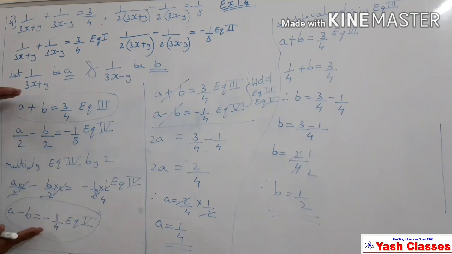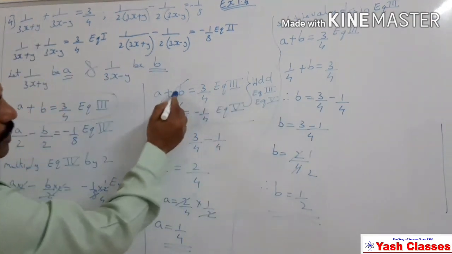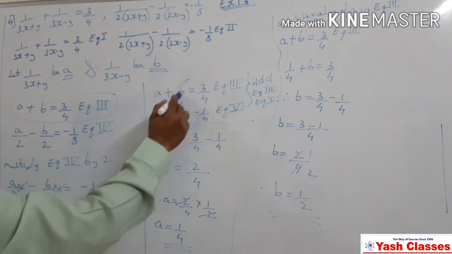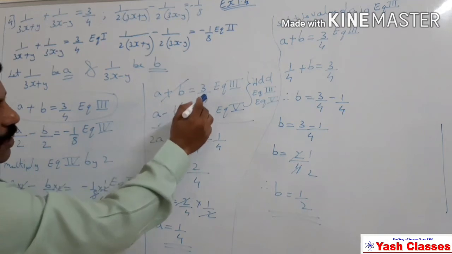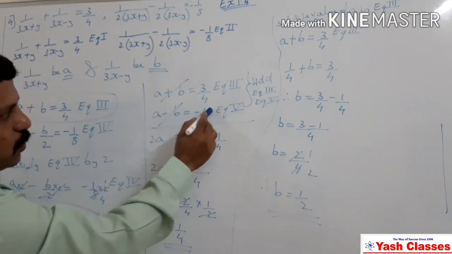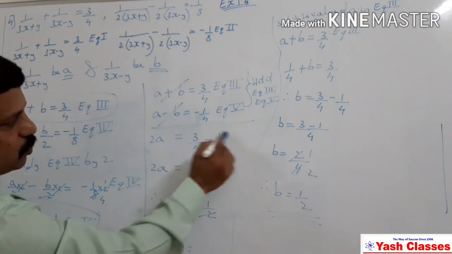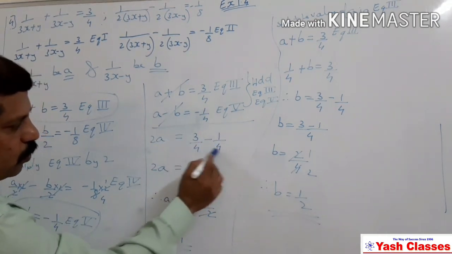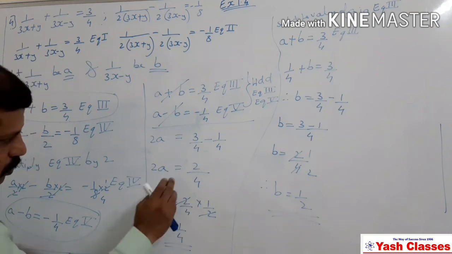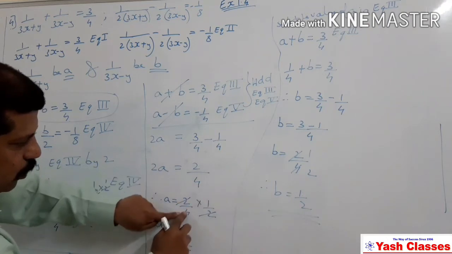Now we are taking equation number 3 and 5 here, and we have to add. Why? Plus and minus is there, so this cancels. Plus B minus B is cancelled. A plus A, 2A, 3 upon 4 minus 1 upon 4. Now denominators are same, so you can directly do 3 minus 1, 2, upon 4. See here, now A is A as it is, 2 upon 4 as it is.